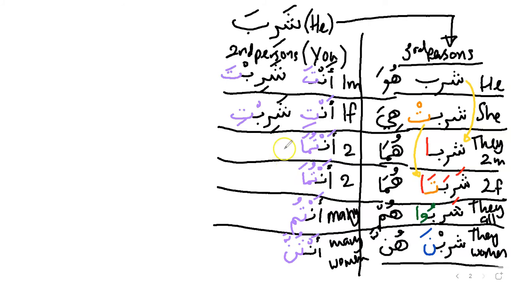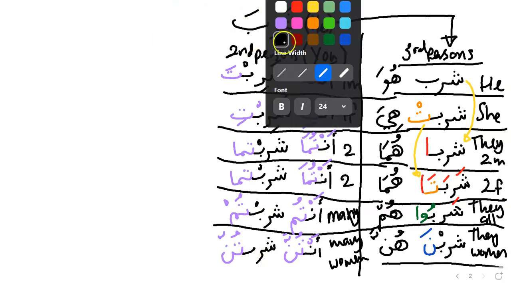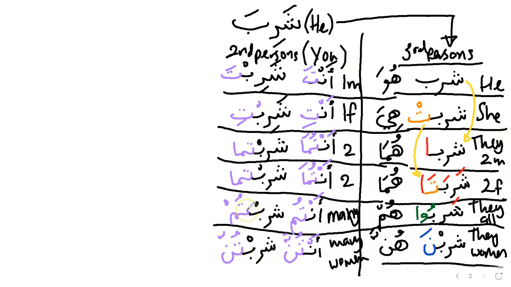Now antuma, they're the same. You notice the beginning is all the same, sharib, with a sukun. So the purple: antuma sharibtuma. Just repeat the purple part. There's no difference between male and female for the twos. Antum sharibtum. See, it follows the pattern. Antunna sharibtunna. I think I put the dot at the bottom wrongly.